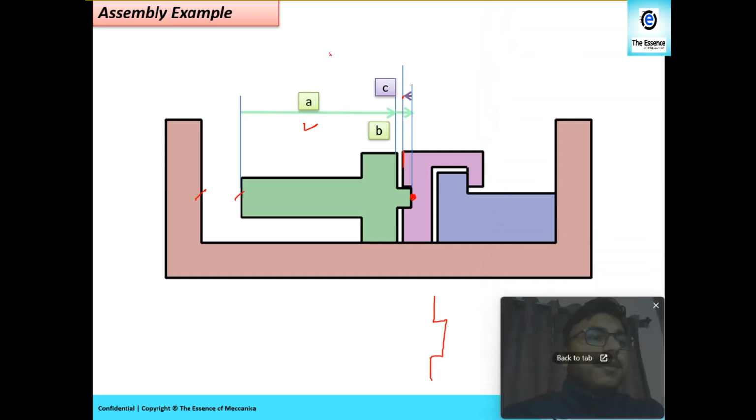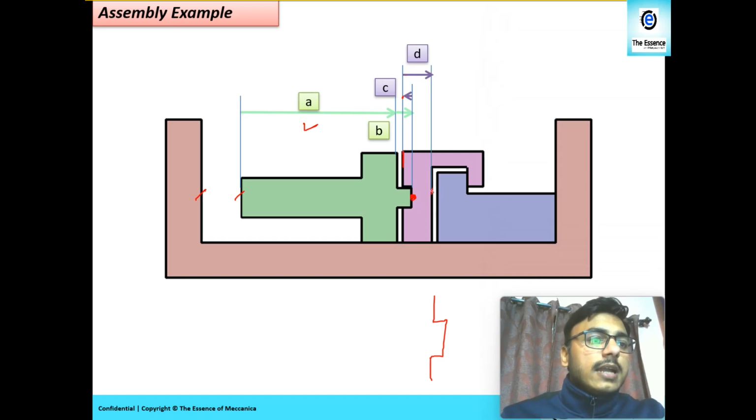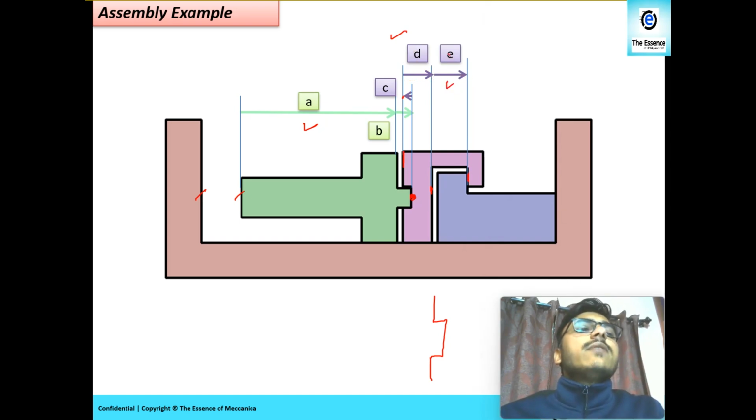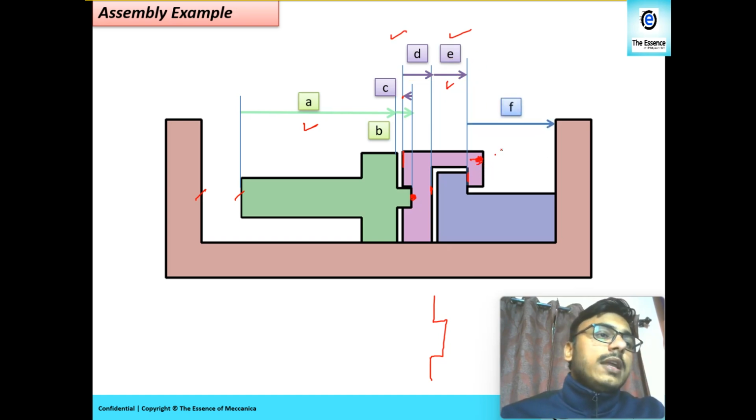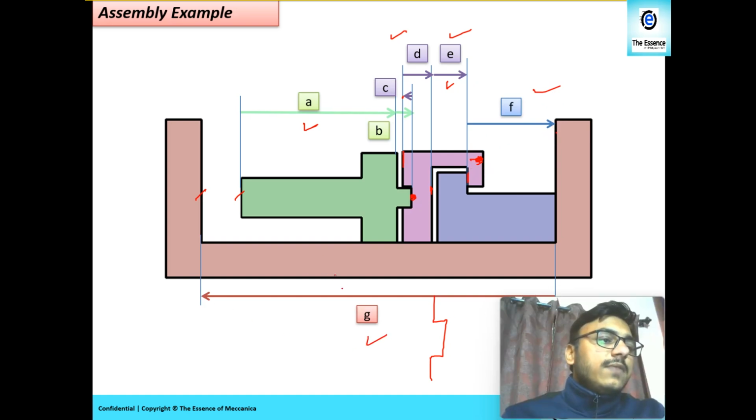And then I will move from there to there, that width is given, right? That is D for me. And then I will go from there to there, that surface is in contact and this dimension is given, so that is E for me. Need not consider this height because that is not going to contribute anything. So I will move from there to the other side of the slot, that is F for me. And then the overall length of that slot is given, that is G for me. So in that way we are closing the loop. In this way we prepare the loop diagram, and then we prepare the stack up table, and then we calculate the minimum and maximum gap.